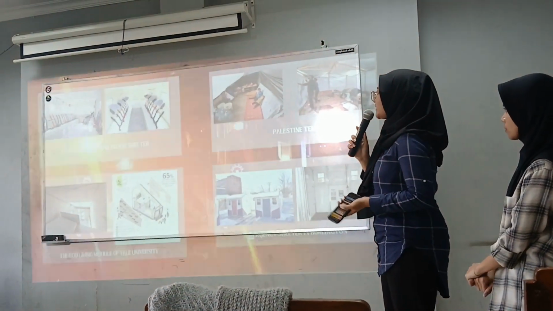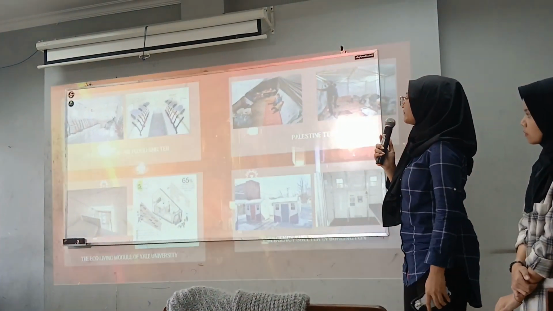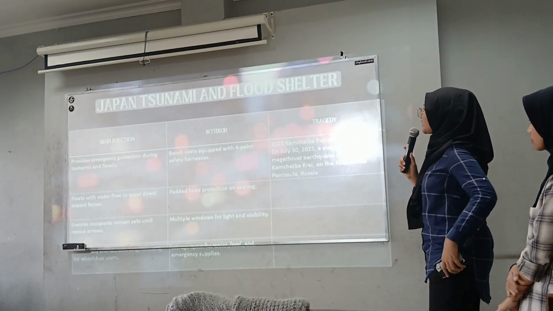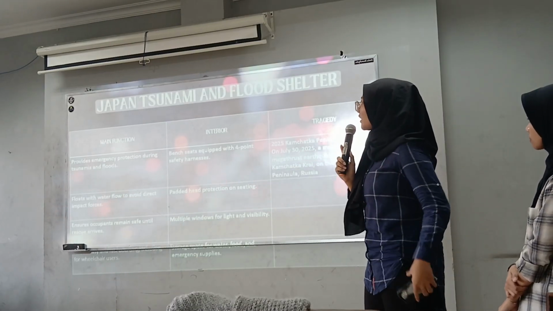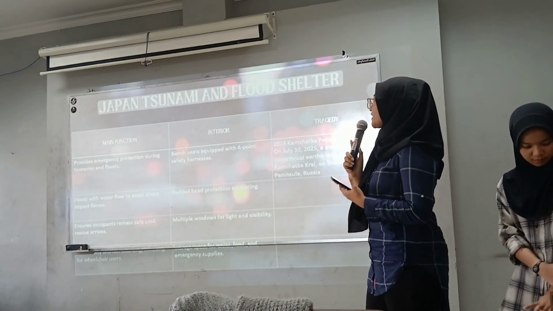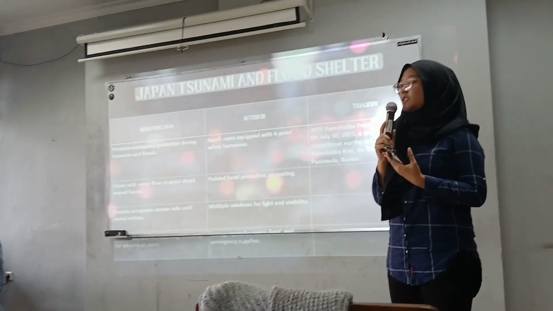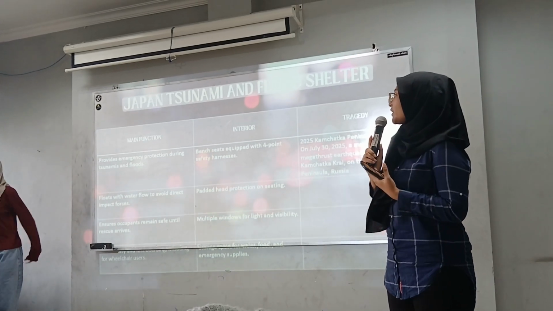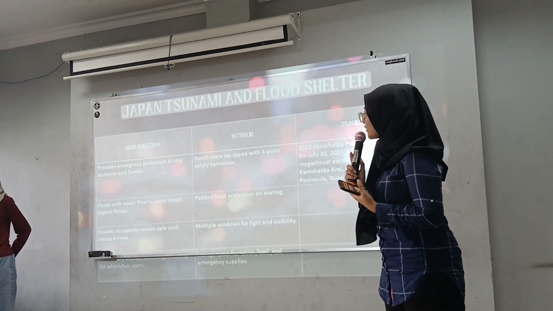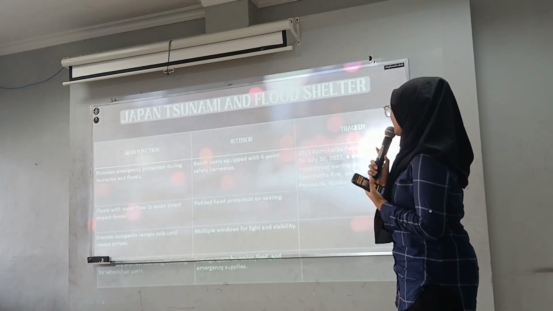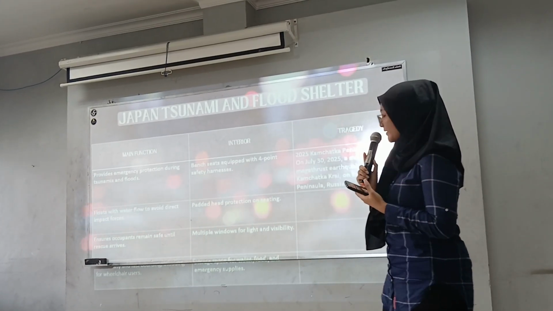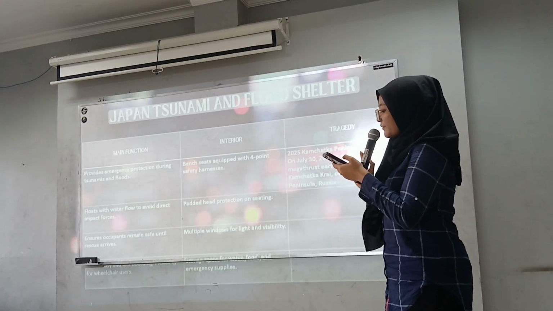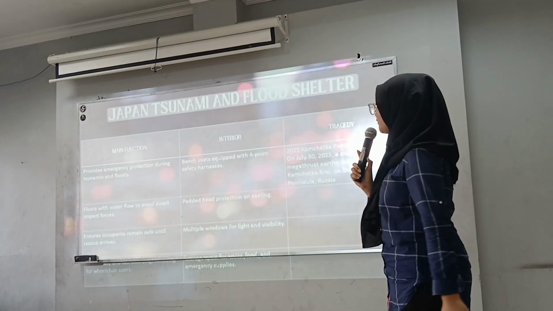And the next example is the Japan tsunami and flood shelter. In the Japanese tsunami and flood shelter, the main function is to provide emergency protection during tsunamis and floods, floating with the water flow to avoid the direct impact forces, and ensures occupants remain safe until rescue arrives. And the last is that it allows easy and fast boarding, including for wheelchair users.